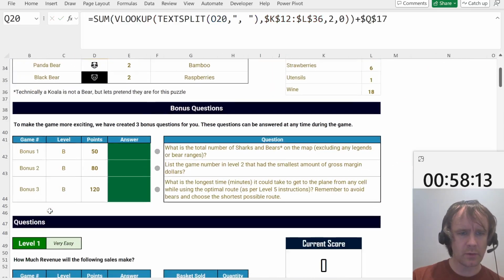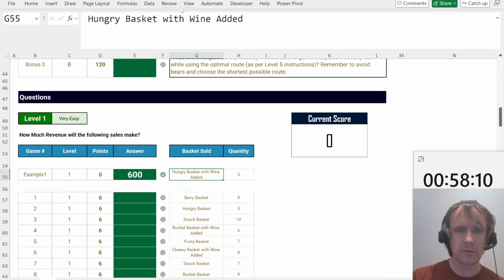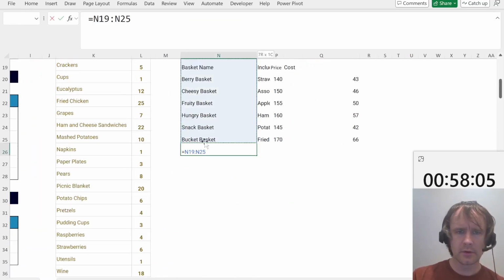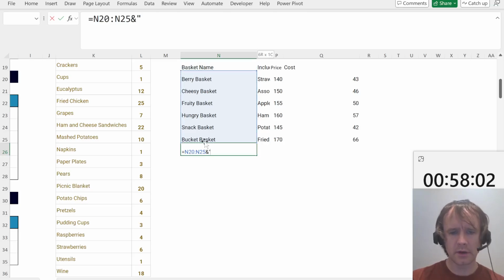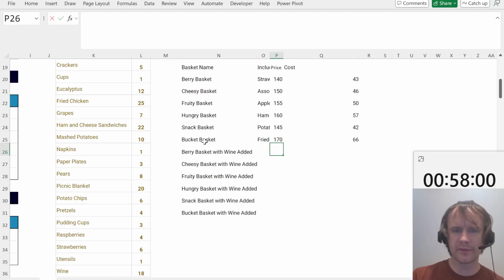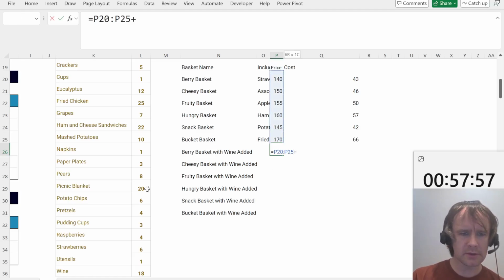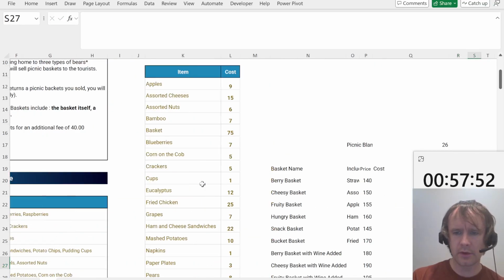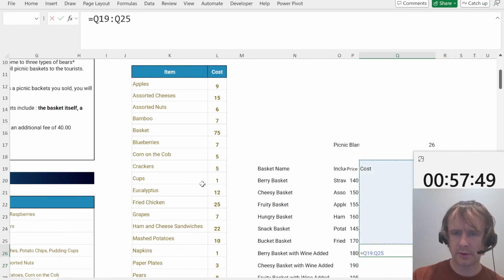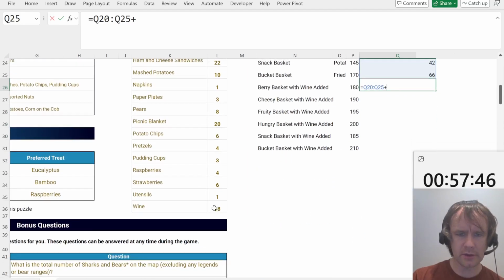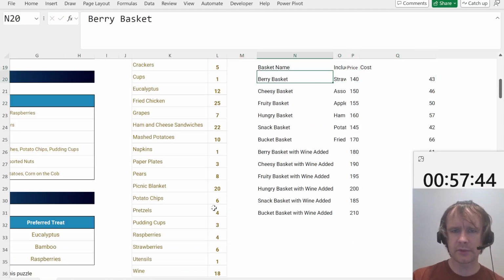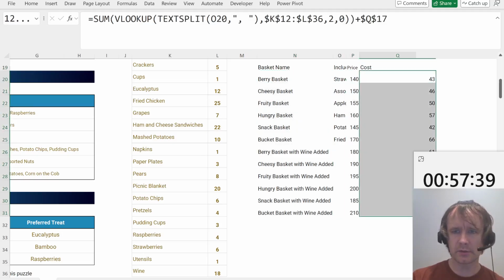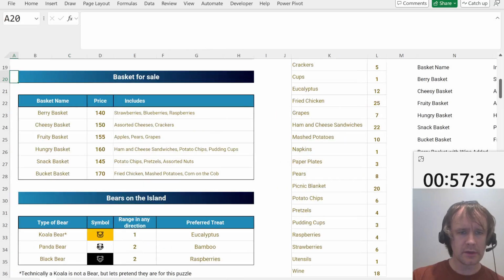And then there's an option to add wine, which just looks like blah, blah, blah, blah, with wine added. So take this, all of this, and that. And the price is going to be that plus 40, I think it said. Yeah, going to add 40. And then here is going to be this plus the cost of wine, which is 18. Okay, so then we're going to call this basket, call this price, I'm going to call this cost. And then let's get answering some questions.